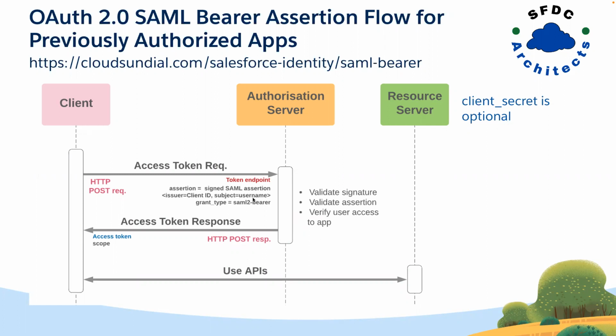If the SAML assertion is correct, it authorizes it and returns the access token. And because you've uploaded the certificate, it has a higher degree of trust than the client secret. I have not used this one myself, but it made sense to me when I looked at it. So let's go to the next one.